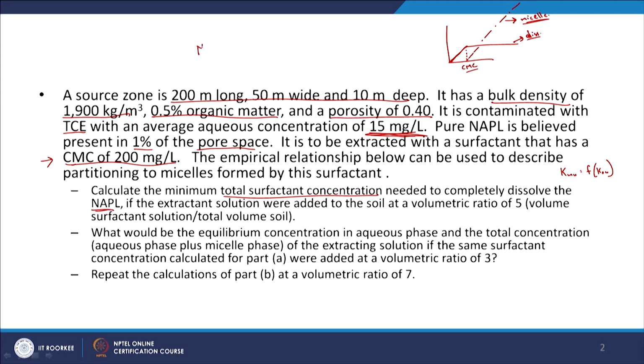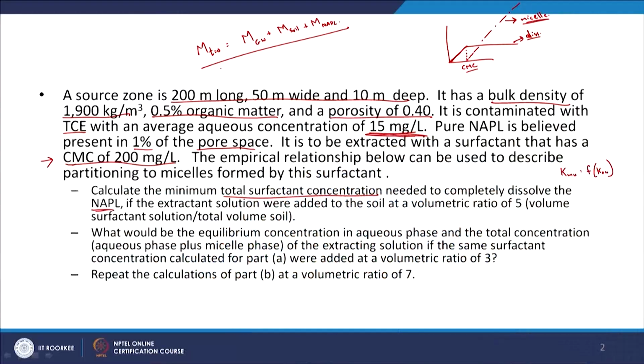So, the total mass initially is present in the groundwater, in the soil, and in the NAPL. The question more or less asks how much surfactant do I need to add such that all the contaminant in the NAPL will dissolve. So, where will it dissolve into? It will dissolve into the relevant surfactant.